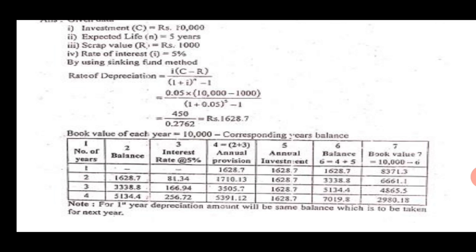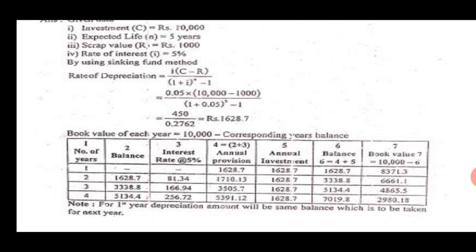Then fifth is the annual investment, that is your depreciation amount every year. And the sixth is balance, that is 4 plus 5, that is annual provision plus the annual investment. And last is the book value, column 7, that is book value will be 10,000 rupees, because that is the principal amount or capital cost, minus 6, that is the balance. So very straightforward it is.